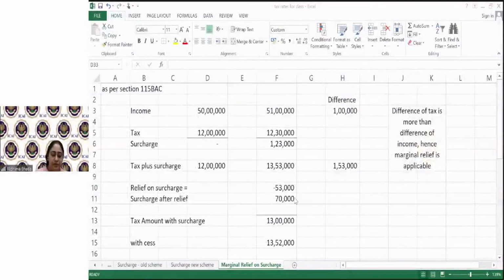Okay, so now marginal relief on surcharge. What do you mean by marginal relief? See, when the income tax has given some benefit, as we read in rebate, but just when the income slightly crosses a certain amount, that benefit is taken away, right? Because that benefit is up to certain amount of income only, correct? And then you apply the concept of giving some relief. That was marginal relief for rebate, exclusively available under the new scheme or the default scheme.